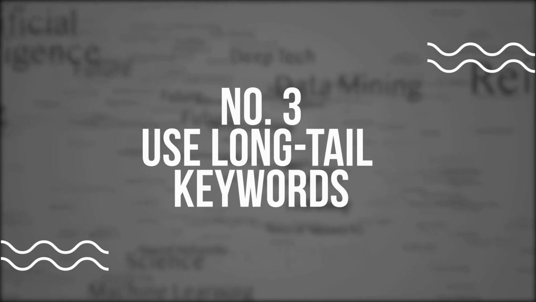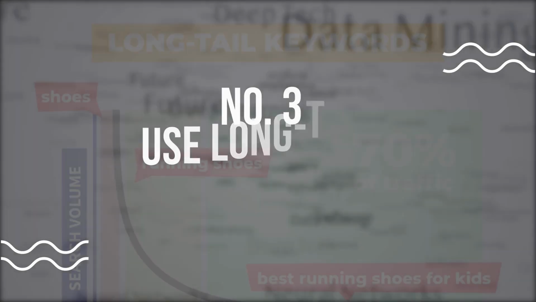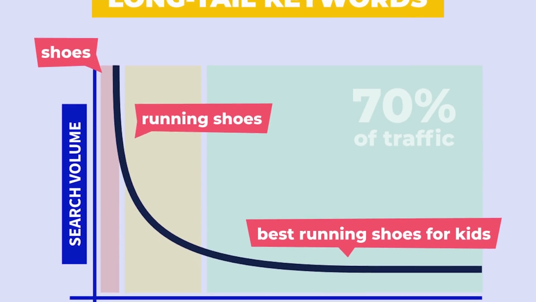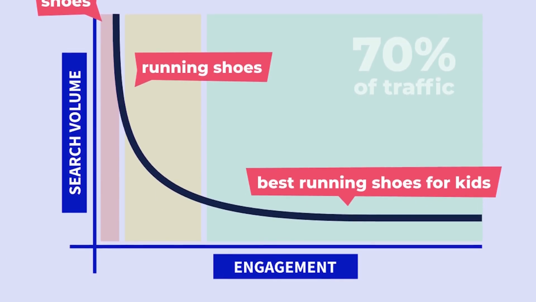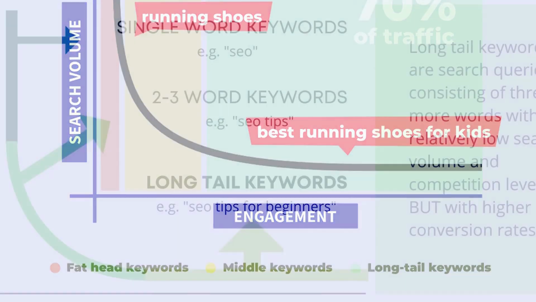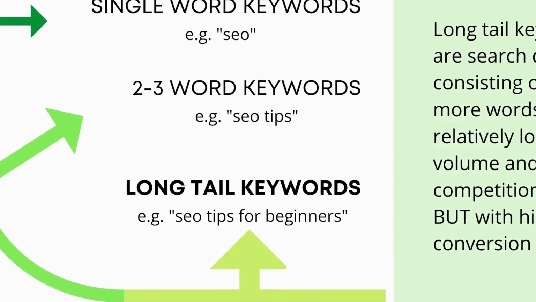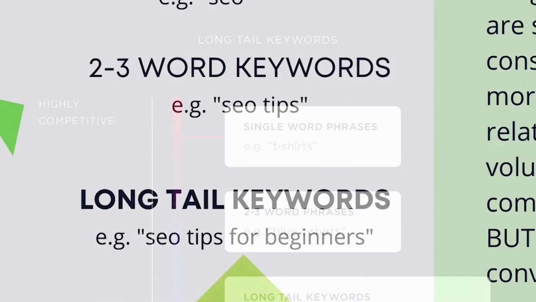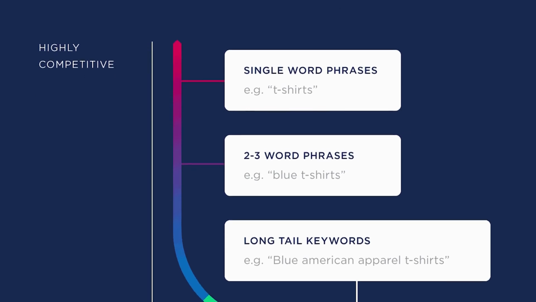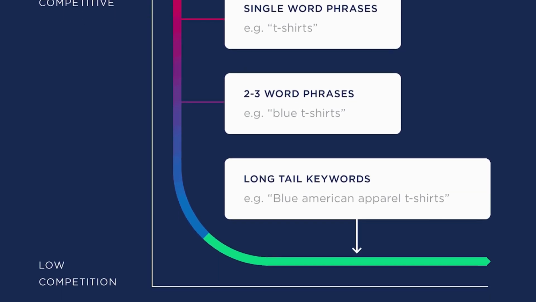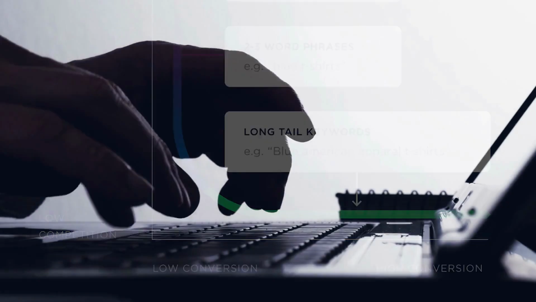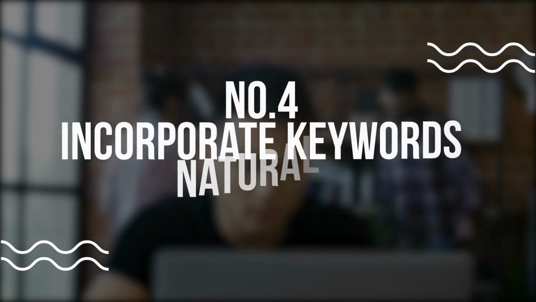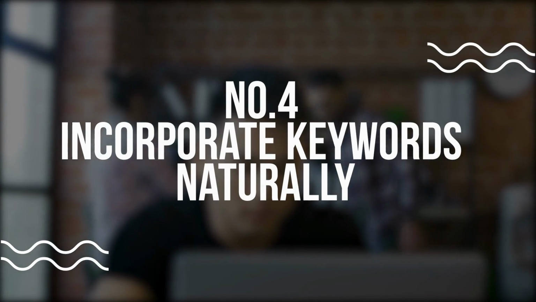Number 3. Use long-tail keywords. Long-tail keywords are more specific and targeted than general keywords as they are generally made from 3 to 5 words. They typically have lower search volume but are more likely to attract engaged viewers who are interested in your specific topic. Use long-tail keywords in your video titles and descriptions to improve your video's search ranking and attract a more targeted audience.